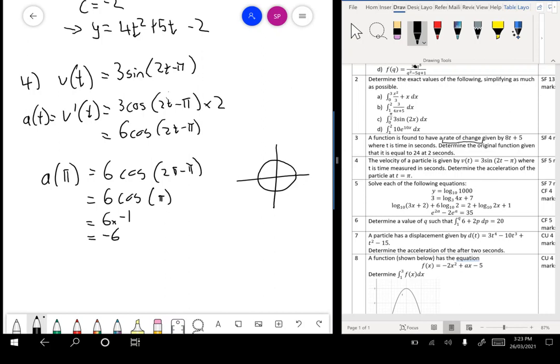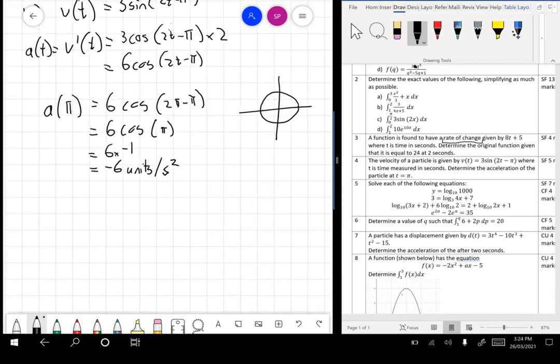It hasn't told us what this is measured in, but just out of habit, I probably should include units, because it's a question about acceleration. It's told us time is in seconds, so seconds squared is how you do acceleration. So velocity is units per second, acceleration is units per second squared.